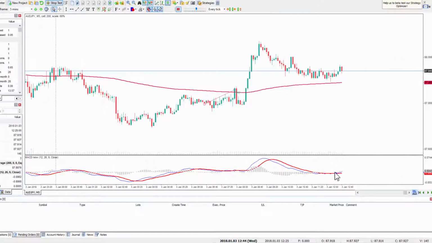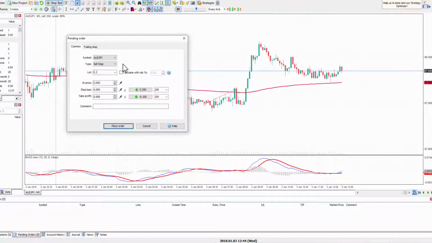Okay, we have a crossover below the 0 line and the price is above the 200 EMA line. So this would classify it as an uptrend. So let's enter it.